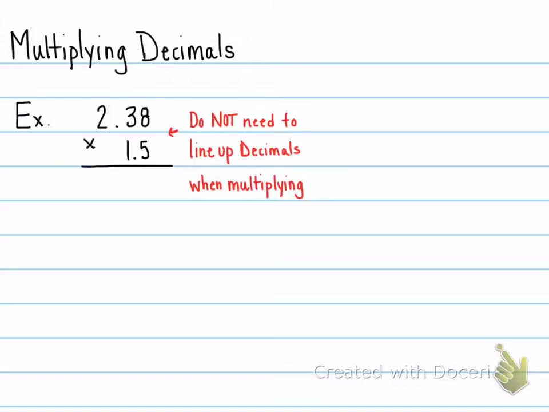I start with 5 times 8, which is 40. I carry the 4. 5 times 3 is 15, plus the 4 is 19. 5 times 2 is 10, plus the 1 is 11. I'm going to be multiplying by the 1 now, so I have to start my answer underneath the 1. I put my 0 here, and I do 1 times 8 is 8. 1 times 3 is 3. 1 times 2 is 2.